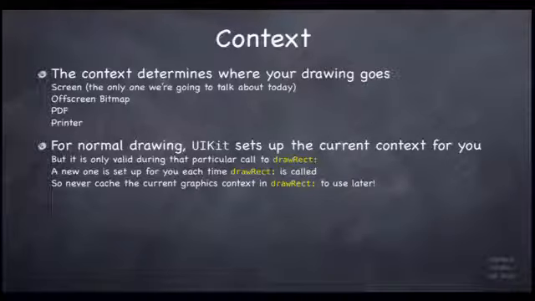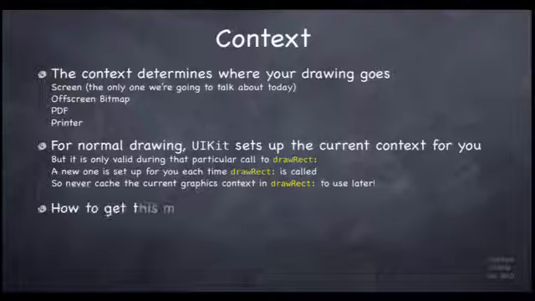For normal drawing, 99% of all the drawing you're going to do, UIKit sets up this context for you, and it's set to be your current drawing context. Then you're able to call a function that gives you your current drawing context. This context changes each time drawRect is called. UIKit will set up a new context, call your drawRect, and the next time it's going to call your drawRect, it'll set up a new context. So you never want to cache that context. You never want to hold it in an instance variable or a static. You always want to use the new one next time it comes around. We'll show you how to get the new one.